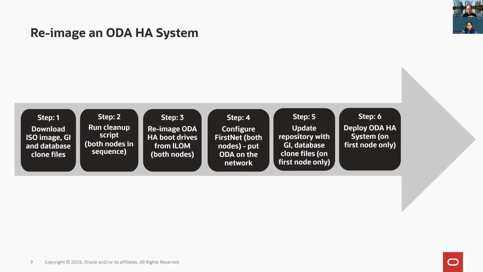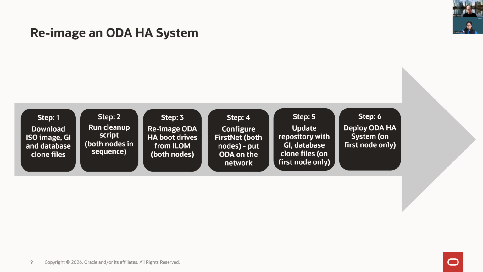Once you have all that in place, the first thing you do is run what we call the cleanup script on both nodes in sequence. Because it's a reimaging, you want to clean up all the old information from both nodes. Keep in mind, since we're doing a complete reimaging, we want to erase all the disk header data from the data disk headers. This is different from the boot drive. So we do that first.